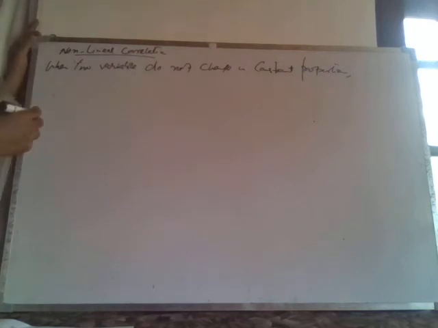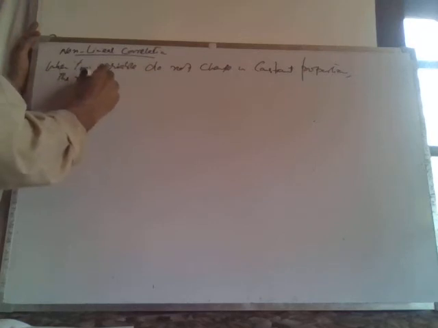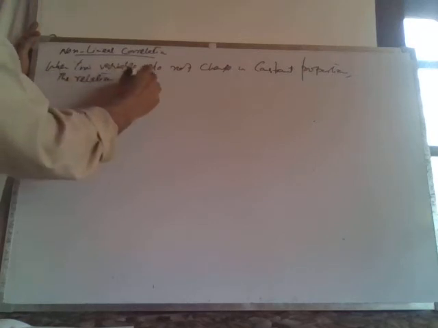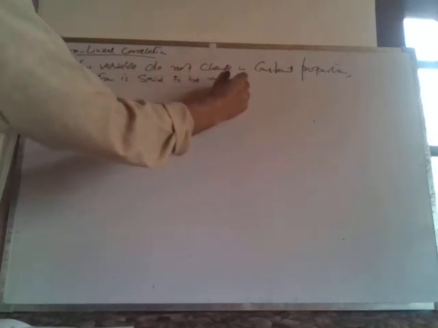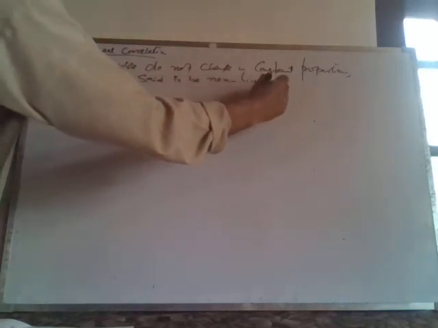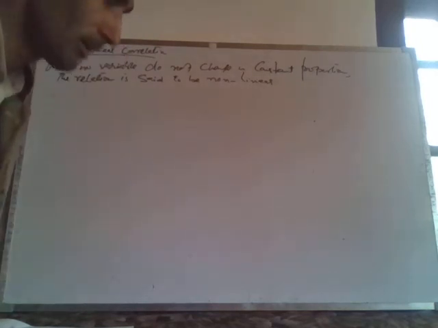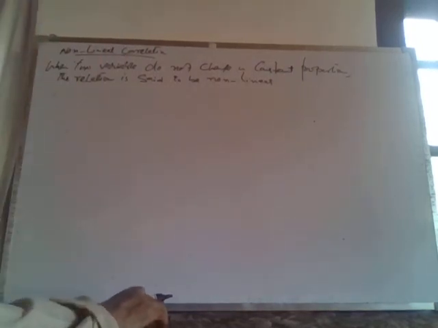The relation is said to be non-linear. When two variables change in different proportion or two variables do not change in the constant proportion or fixed proportion, such a relationship is called non-linear relationship. Such a relationship does not form a straight line.